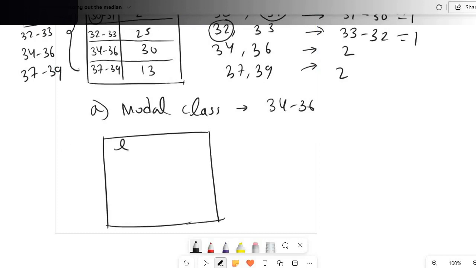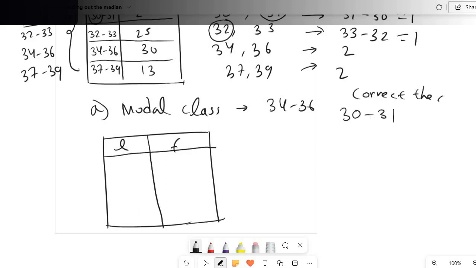In this case, we're going to correct the class boundaries. To correct the classes, what we have to do is take the lowest boundary and subtract 0.5 from it, and for the highest boundary, we add 0.5, meaning the new connected or corrected class will be 29.5 to 31.5. So we can write that as 29.5 to 31.5.